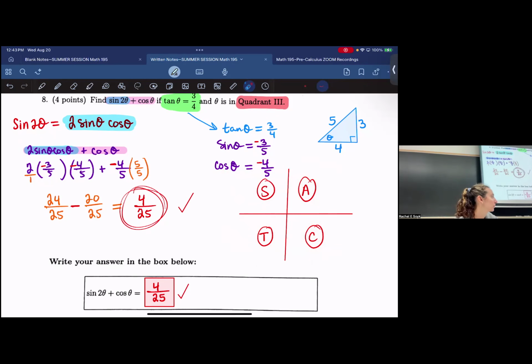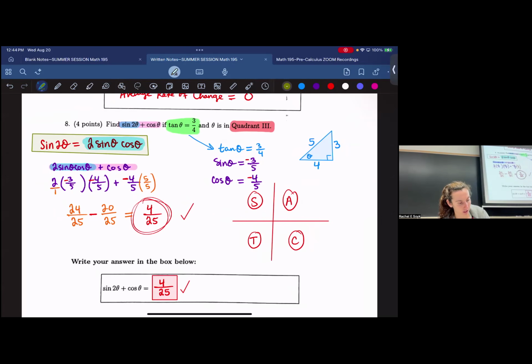How do you get a 2 sine theta cosine theta out of sine 2 theta? Yeah, this is a double angle formula that you have to recall. I'll maybe put in the slide of all the angles you guys should know.